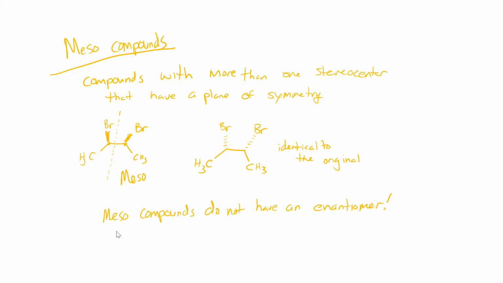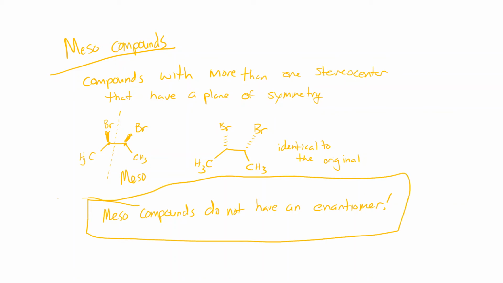Realizing what that means, and that's this bit down here. This is the important bit. Meso compounds do not have any enantiomer. This is the outcome of finding a meso compound. So when you see compounds and you're asked if a compound is meso or to find meso compounds, look for that mirror plane. You're looking for that symmetry.